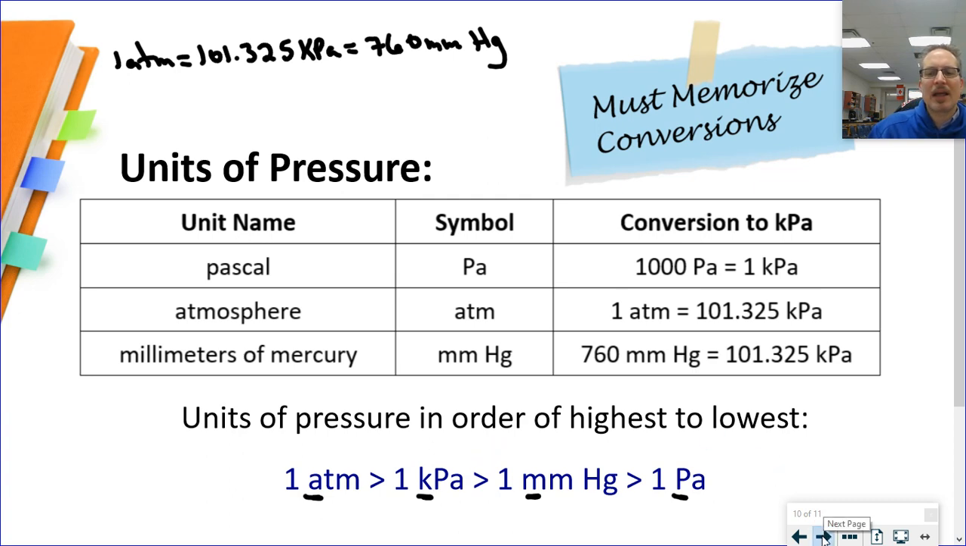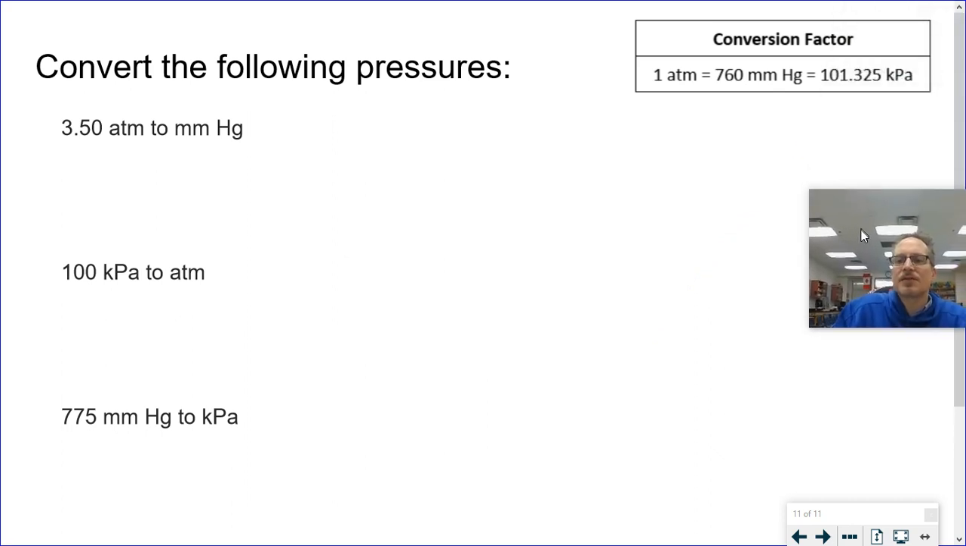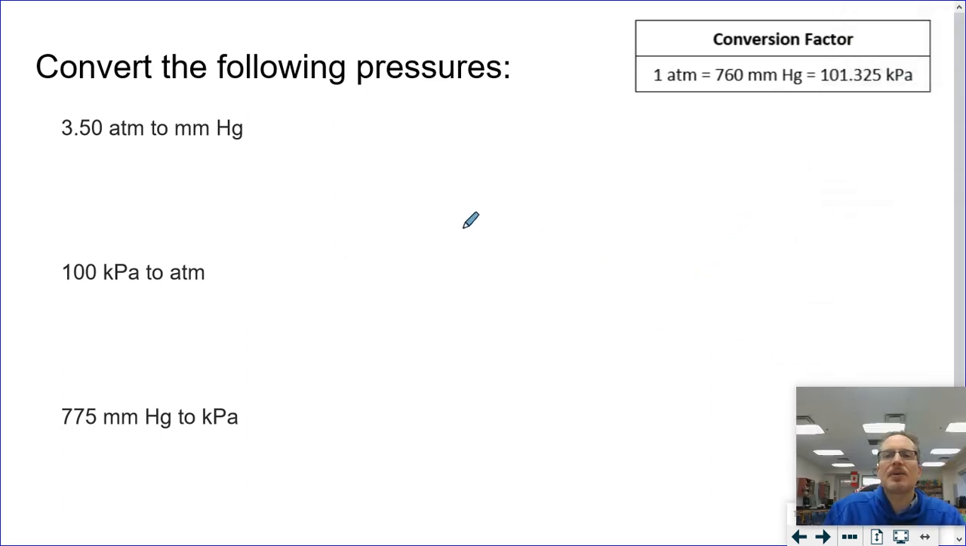Now, what I would like us to do is use our conversion factor from over here, and I would like us to do some conversions. We are going to have to do these all the time. This is a critical step for figuring out pressure. So again, I'm going to do it the same way we always have. I'm going to write down 3.50 atmospheres. Now, the connection between atmospheres and millimeters of mercury is right here.